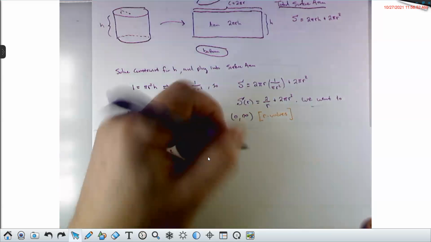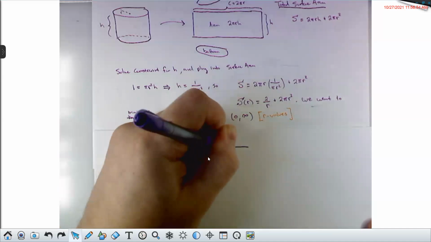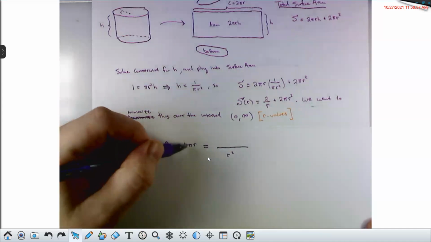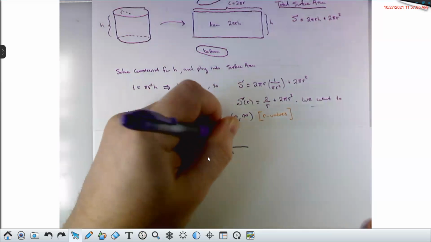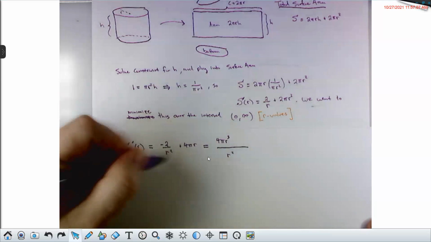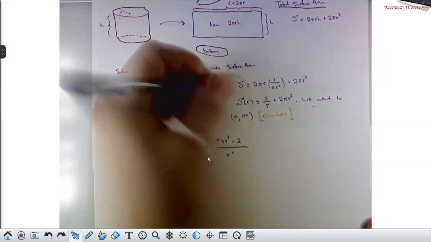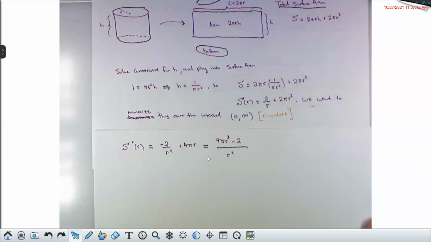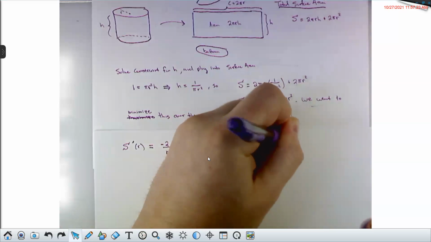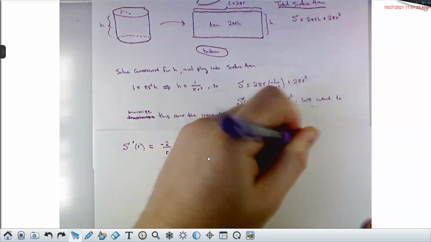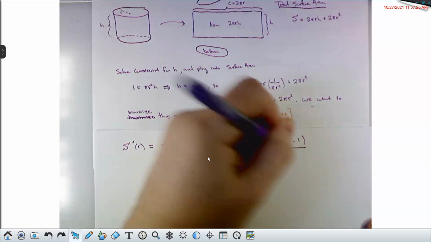That denominator is going to be R squared. To turn 4 pi R into a fraction whose denominator is R squared, I would multiply by R squared over R squared. So that's going to become 4 pi R cubed. And then we have a -2 from this piece. I can factor out the 2. And then we have 2 pi R cubed minus 1 over R squared.